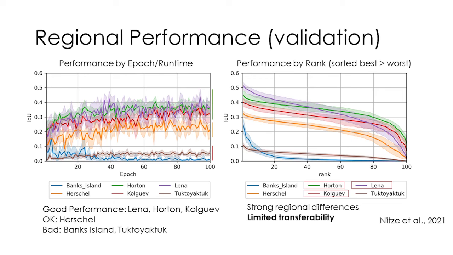For Banks Island, that makes a whole lot of sense because the region is so much different to the others. For Tuktoyaktuk, that's not so clear. On the left-hand side, you see the gradual change with the training epochs, and on the right-hand side, you see the sorted results from best to worst.